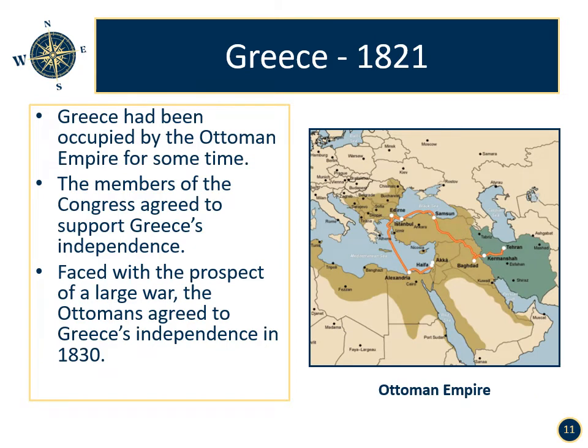Greece, 1821. Greece had been occupied by the Ottoman Empire for some time. The members of the Congress agreed to support Greece's independence. Faced with the prospect of a large war, the Ottomans agreed to Greece's independence in 1830. Greece was Eastern Orthodox in its religion, and other Christian nations felt obligated to free her from Muslim control.